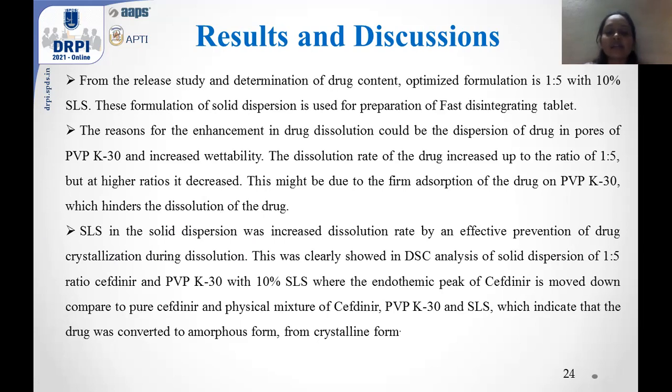So we can prove by the DSC analysis that in the solid dispersion of 1:5 ratio cefdinir and PVPK30 with 10% of SLS, the endothermic peak of cefdinir is moved down compared to pure cefdinir and the physical mixture of cefdinir, PVPK30 and SLS, which indicates that the drug was converted to amorphous form from crystalline form. So the conclusion from the DSC analysis is that the endothermic peak which we got at 200 degree centigrade, we have not got after preparing the solid dispersion, which indicates that the crystalline form of the drug has been converted into the amorphous form, which is basically responsible for the enhancement of the solubility.